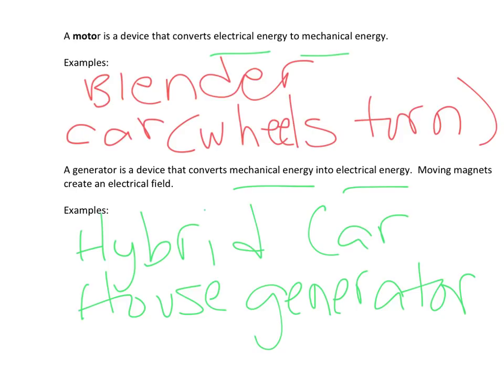Another type of generator is a hybrid car, like my famous Toyota Prius. It takes my mechanical energy, me steering and braking, and turns that into electrical energy. That electrical energy is then converted back to mechanical energy in the form of the wheels turning.